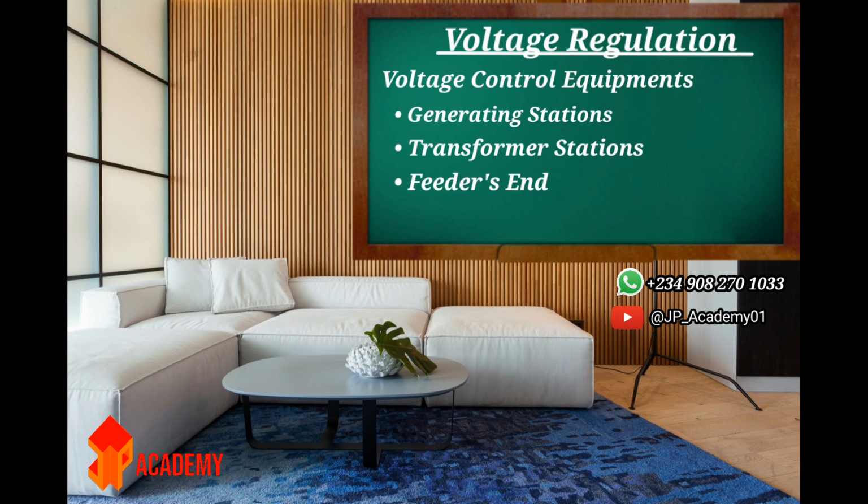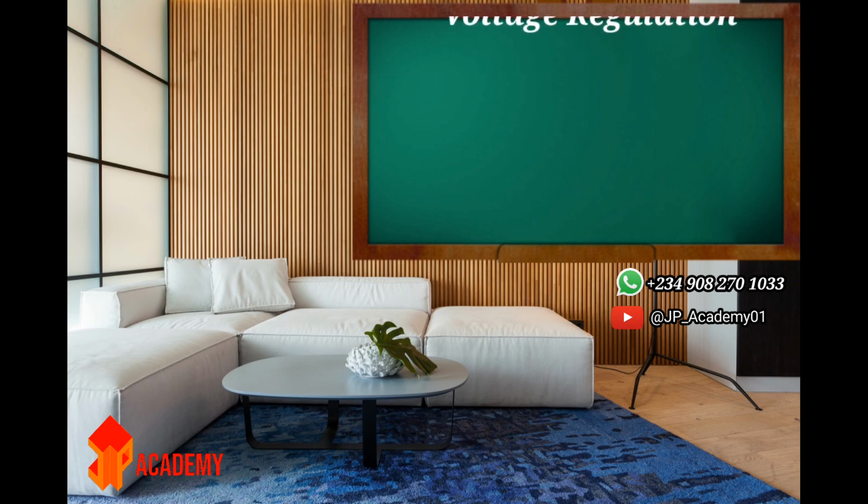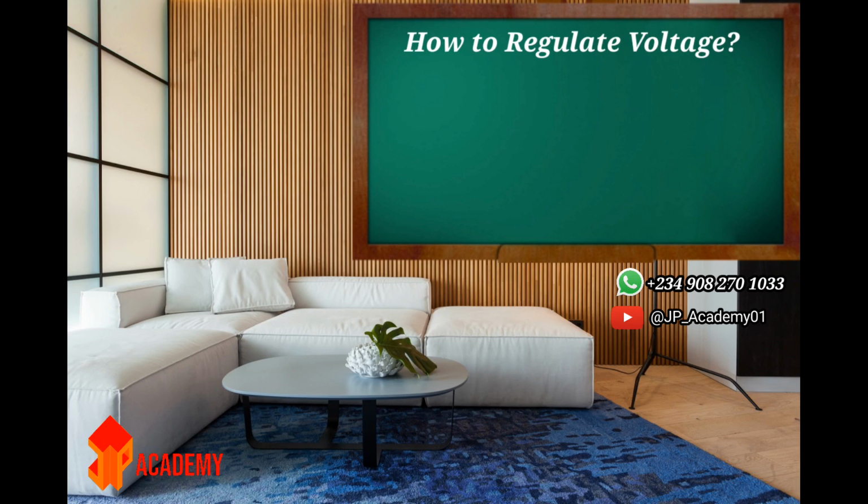Having exhaustively explained what voltage regulation is all about and why we need to regulate the voltage, here comes the big question. How do we regulate voltage? How do we control voltage? How do we ensure that the voltage level is within permissible limits or within prescribed limits?